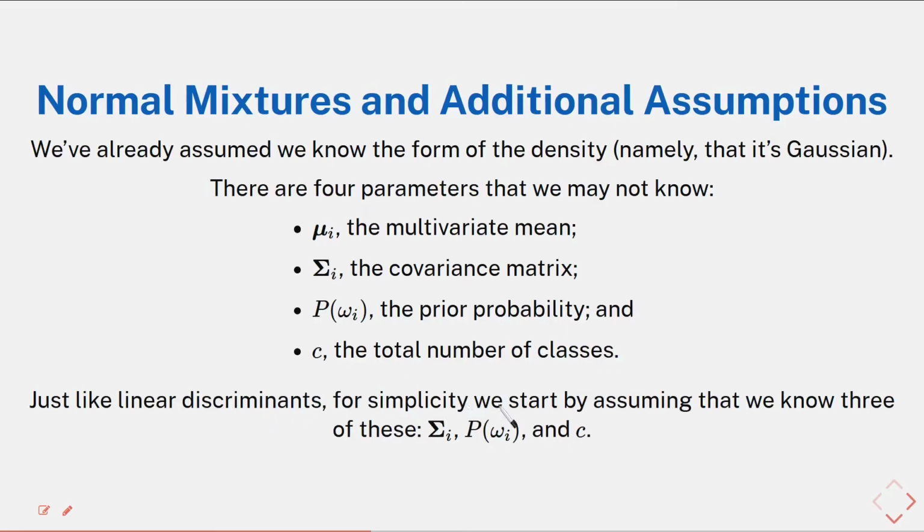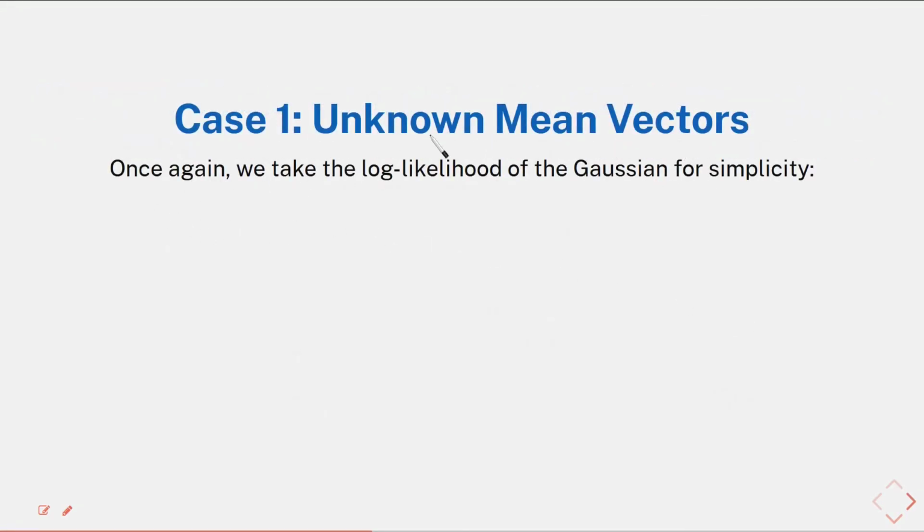Just like with linear discriminants, for simplicity, we could start by assuming that we know 3 of these. So we assume that we know the covariance. We can assume, for example, that the variance of each class is going to be equal to one another. We can assume that we know the prior probabilities. So we could say that they're non-informative, which means it's just the fraction of each class. And we're going to assume that we know the total number of classes that we're interested in, which is C. Then the goal is just to figure out what the multivariate mean is supposed to be. So now we have unknown mean vectors.